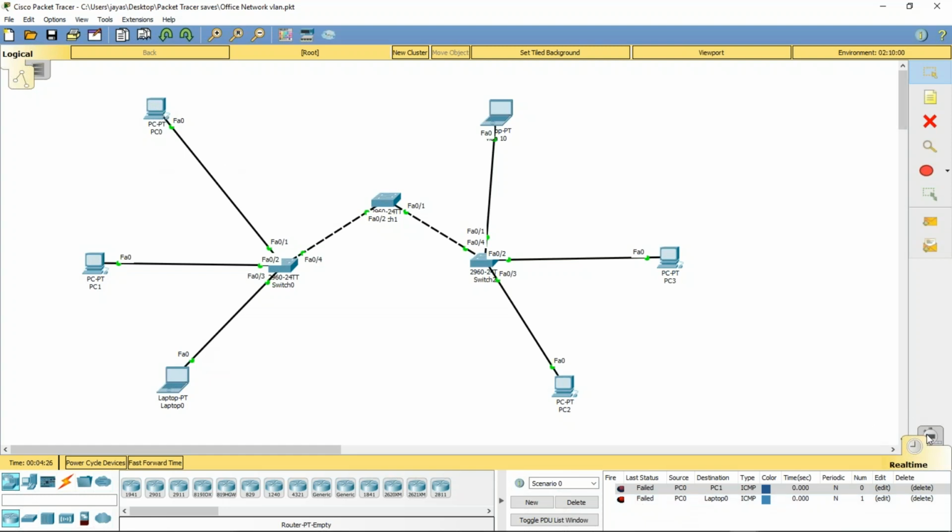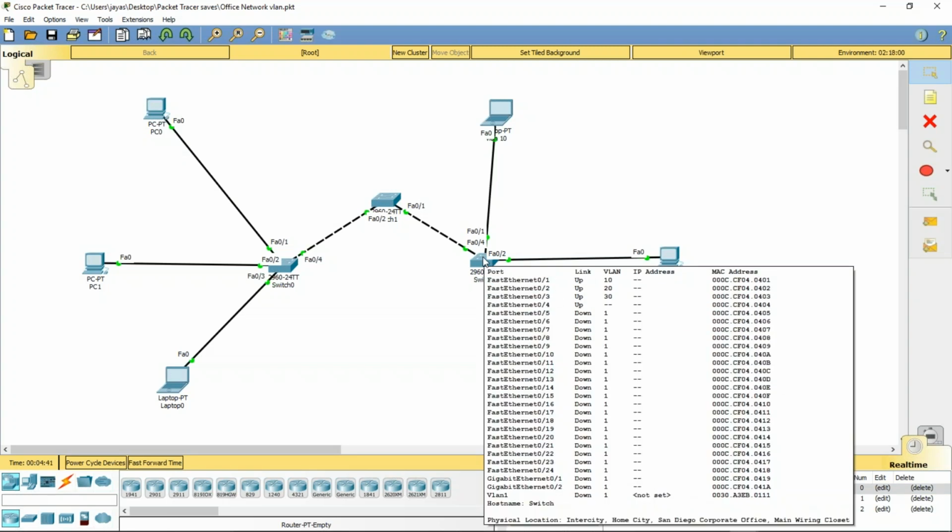All right. But what you will see is that since these are both in the same VLAN, if I ping this one, it's successful, right? Why? Because they're both in VLAN 10.